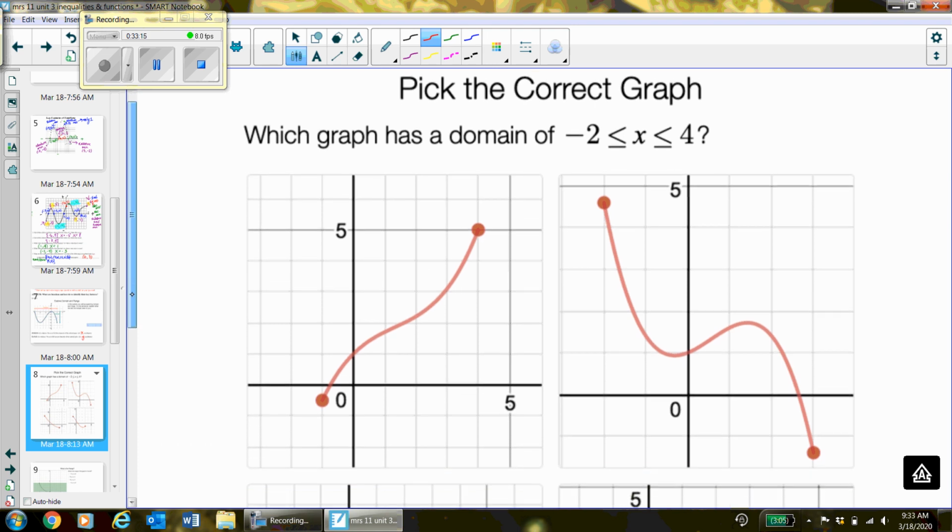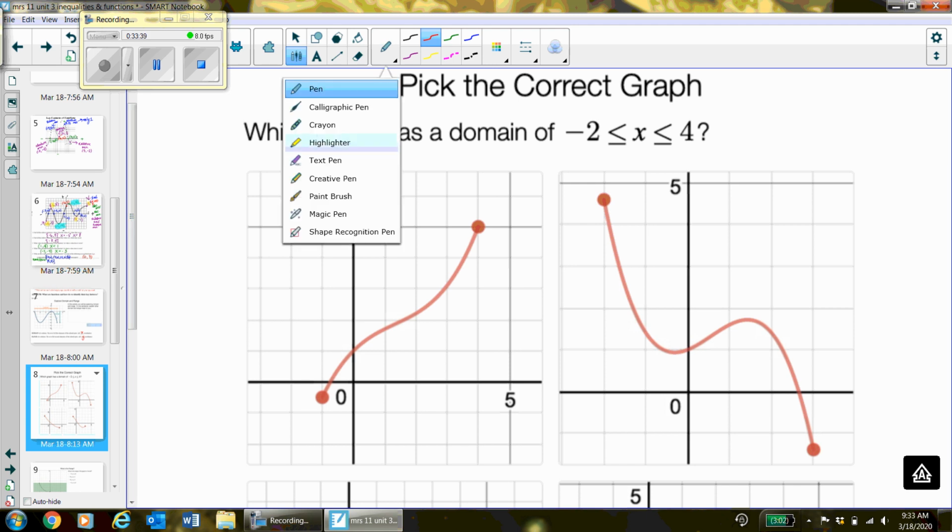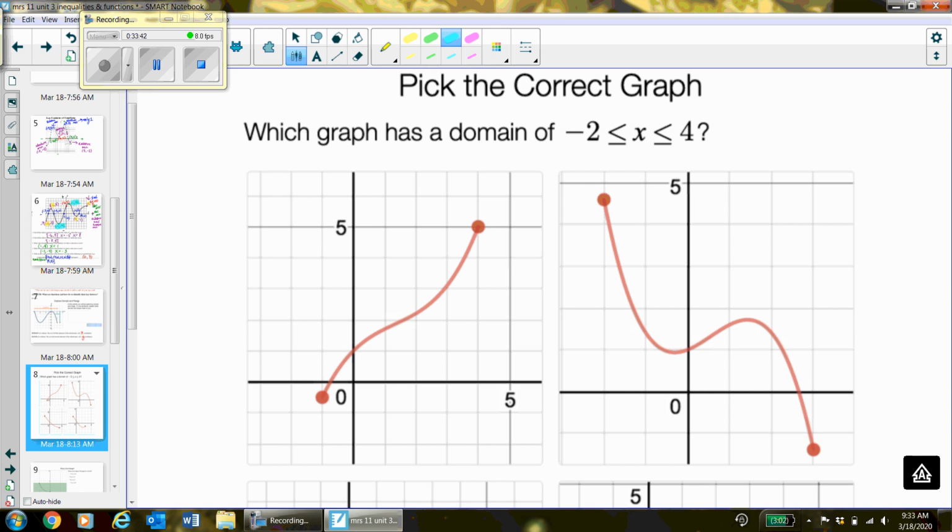So pick the correct graph. Which graph has a domain of -2 ≤ x ≤ 4? I know looking at this, if you don't really remember it, it may be a little bit confusing when you first look at it. But all of this is talking about is which graph says that the x values are starting, because remember, you read from left to right. It's the same thing with graphs. Which is starting at -2 and ending at +4.